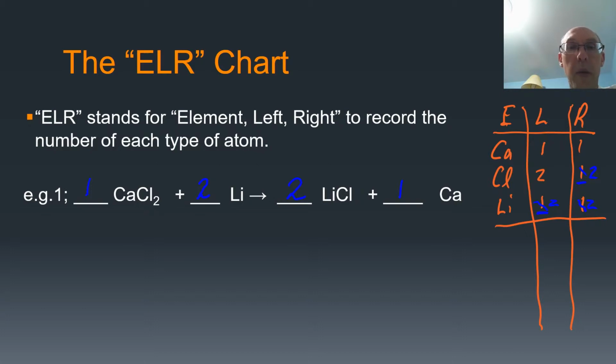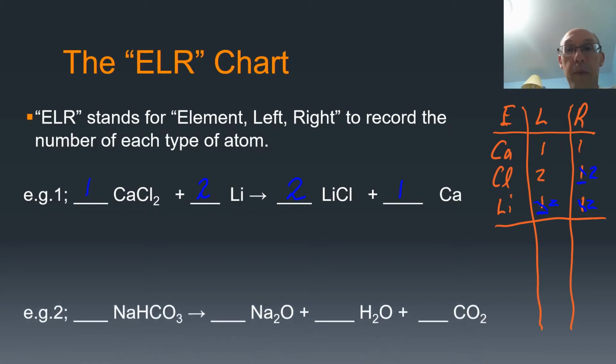One last thing when you're balancing, if you can find that you can divide all those coefficients by some number, you need to simplify the ratio. Let's look at another example.